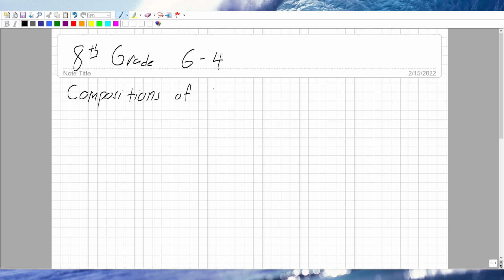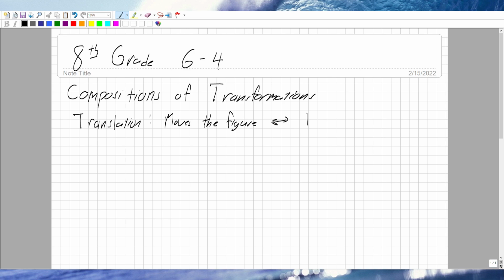Okay, we're looking at compositions of transformations. So previously we learned of a few different types of transformations, and we're doing baby level transformations, so these aren't too difficult to do. The first one that we did was something called a translation. Now a translation takes a figure and moves it, either left, right, up, or down. And we figured out how we can do that.